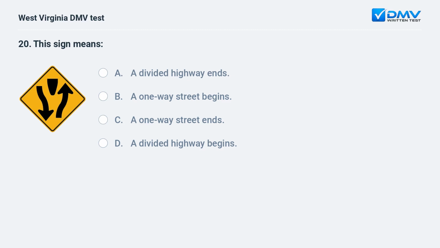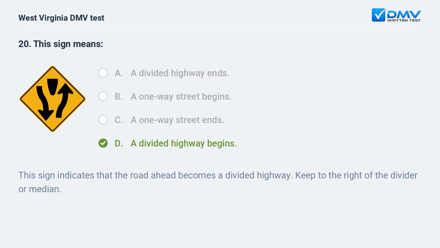This sign means: A. A divided highway ends. B. A one-way street begins. C. A one-way street ends. D. A divided highway begins. D. A divided highway begins. This sign indicates that the road ahead becomes a divided highway. Keep to the right of the divider or median.